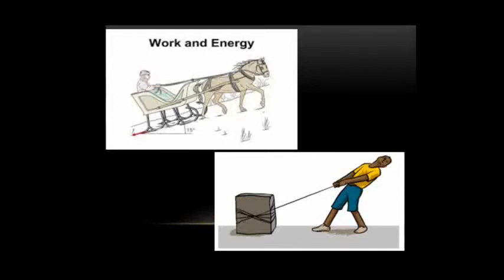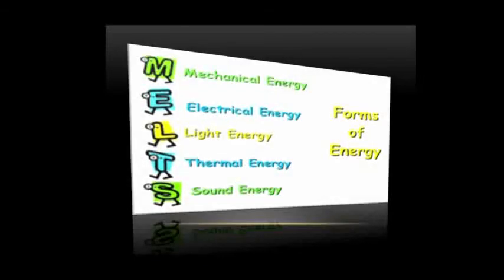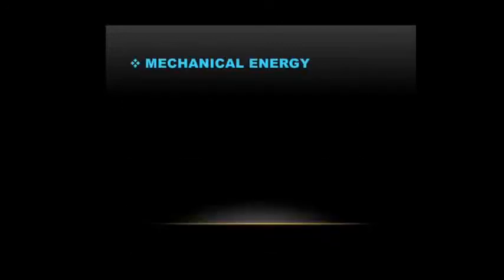Our body gets energy to work from the food rich in carbohydrates. For example, cereals, dry fruits, sugar, potato, milk products, etc. Energy exists in various forms in nature, like mechanical energy, heat energy, light energy, sound energy, electrical energy, etc. So now let's start with mechanical energy.